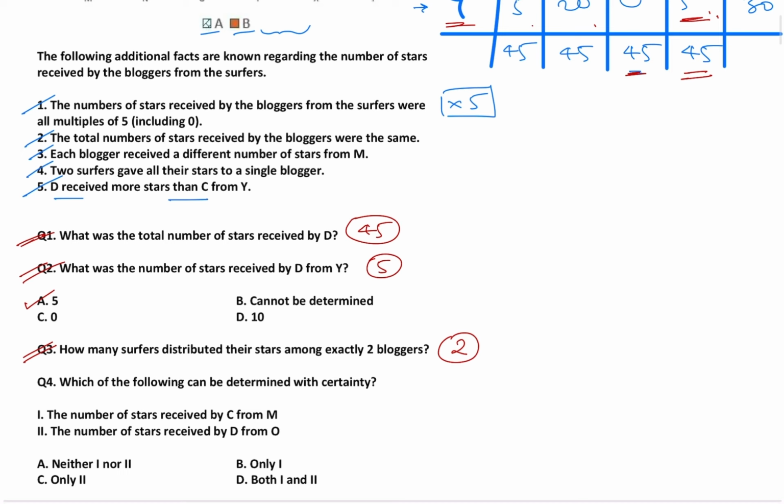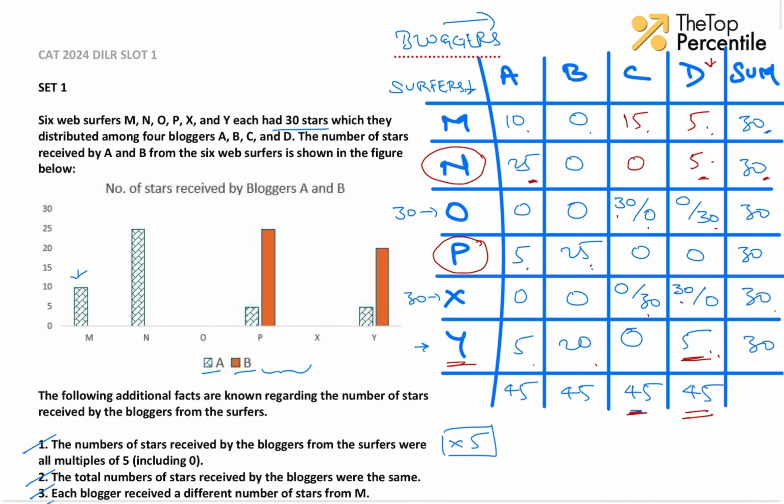Question number 4 says, which of the following can be determined with certainty? Okay, the first point is the number of stars received by C from M. So let's see if I have the value. Stars received by C from M is 15.